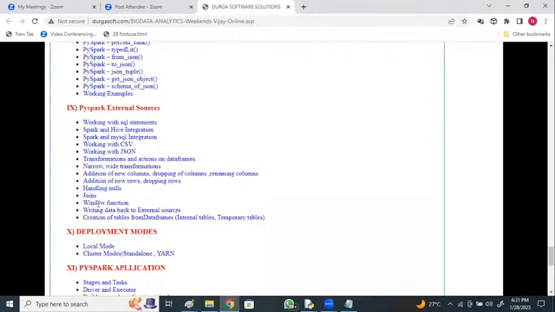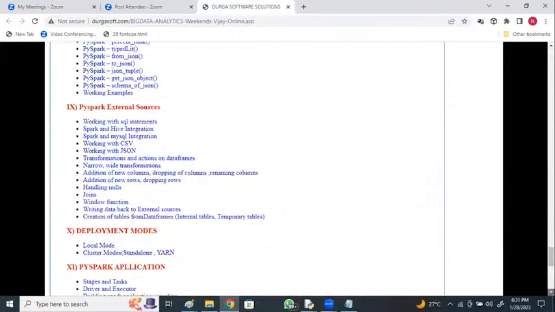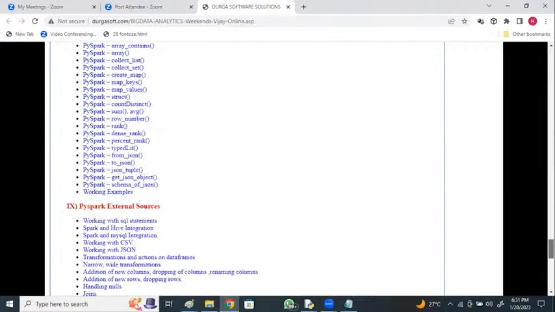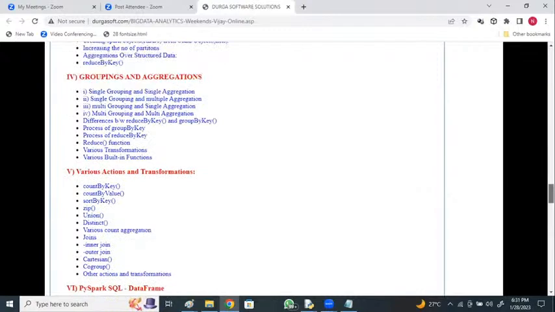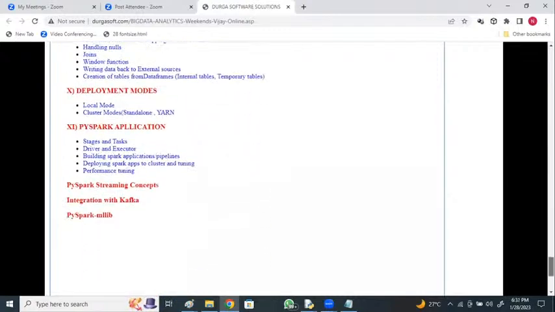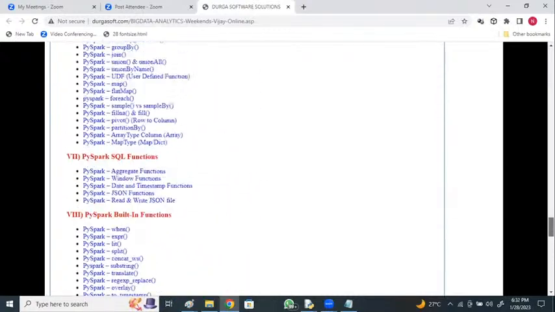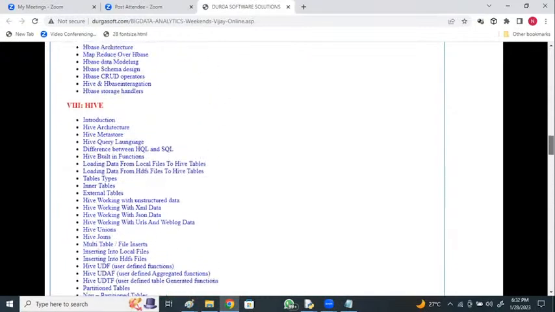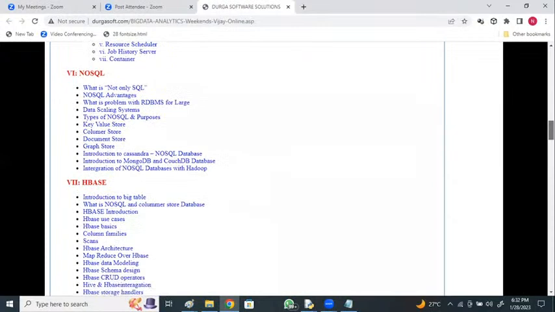wide transformations, handling nulls, writing data back to external sources, deployment modes, local and cluster, PySpark applications, stages and tasks, driver and executor, deploying Spark applications to a cluster, streaming integration with Kafka and PySpark, and the machine learning library. So all this in brief. In depth, we'll be discussing the entire data analytics with Hadoop, Spark, the different APIs, and many working examples.